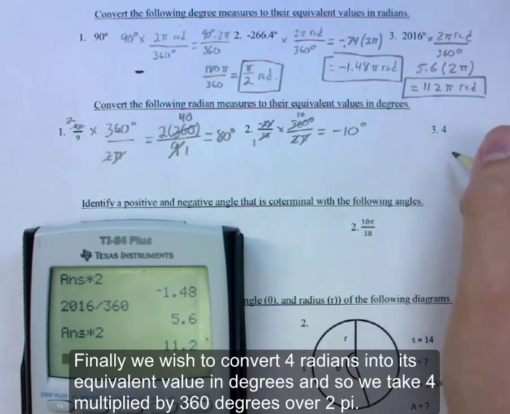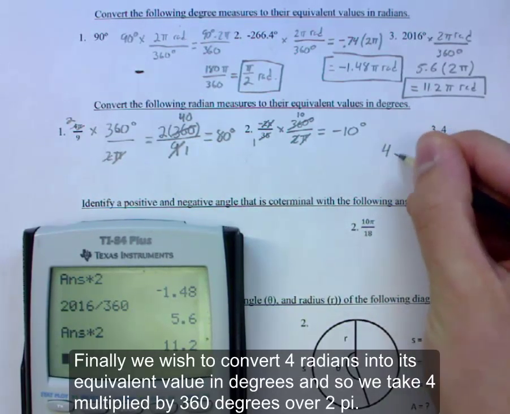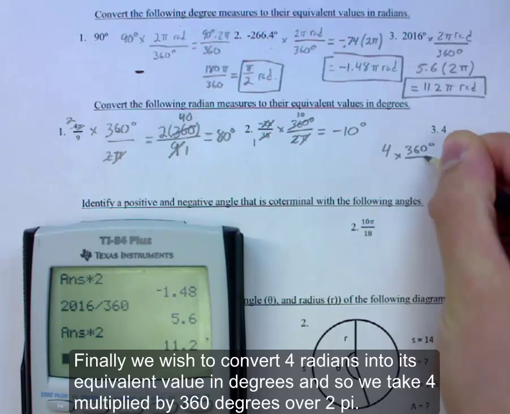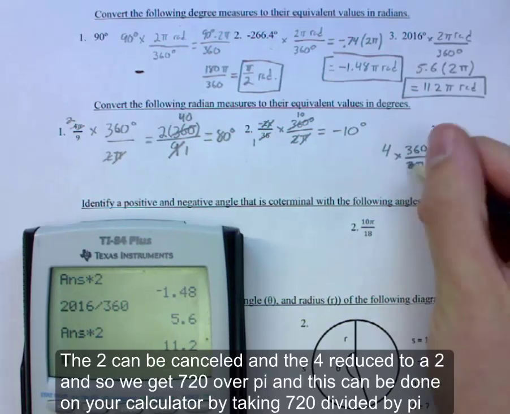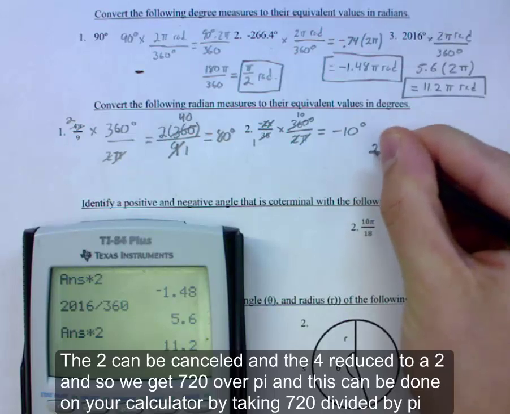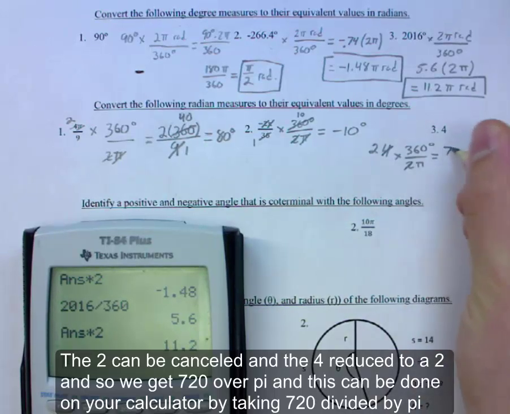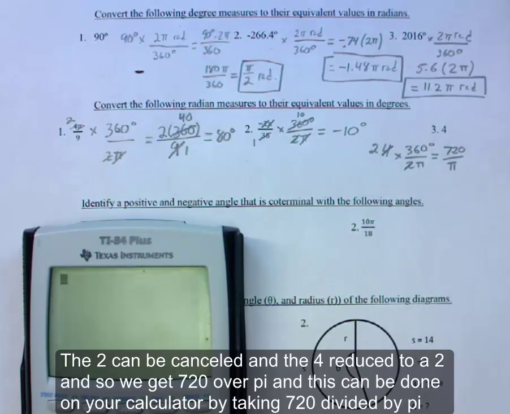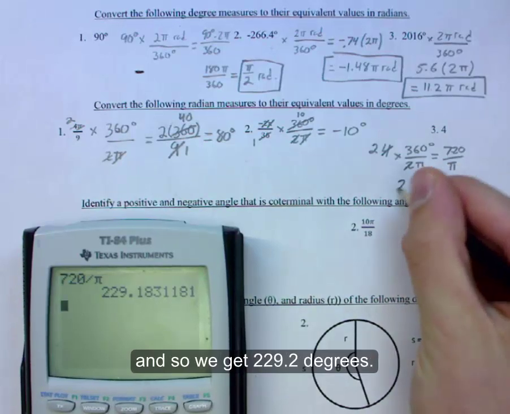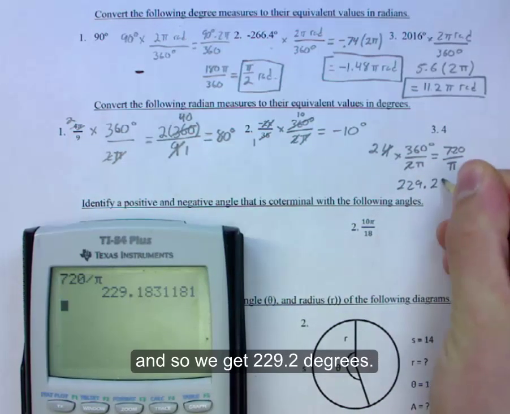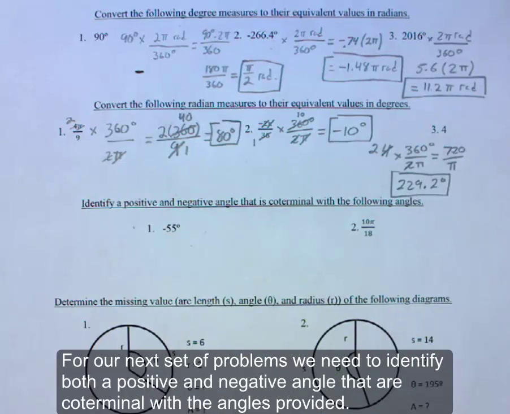Finally, we wish to convert 4 radians into its equivalent value in degrees, and so we take 4 multiplied by 360 degrees over 2 pi. The 2 can be canceled and the 4 reduced to a 2, and so we get 720 over pi, and this can be done on your calculator by taking 720 divided by pi, and so we get 229.2 degrees.